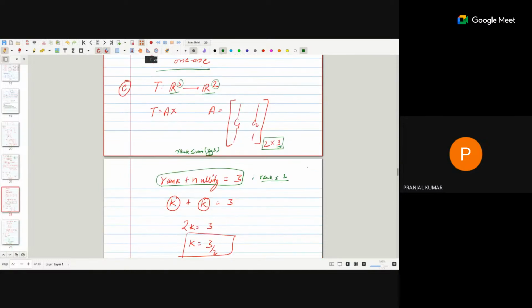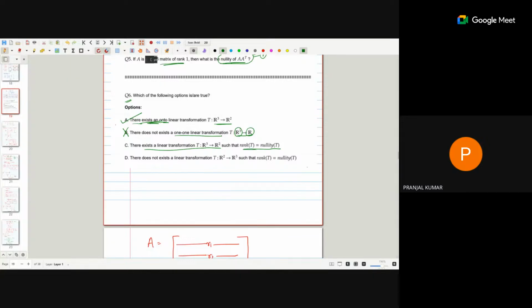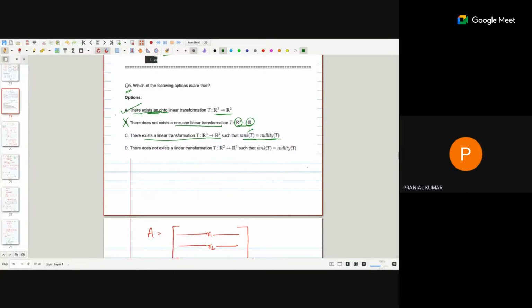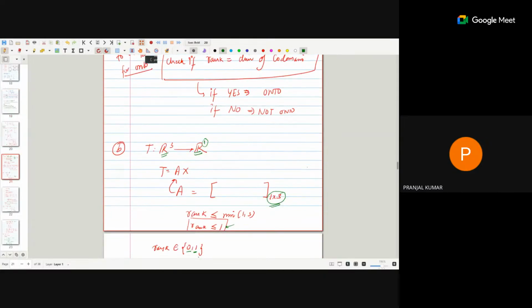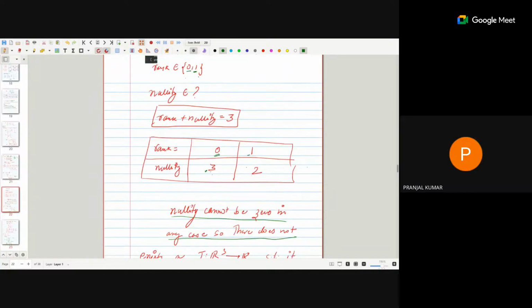Now they are saying that rank is equal to nullity. Does there exist such a matrix? So I took rank as k and nullity as k because they are saying that they are equal. So I substituted k here. So k plus k is equal to 3. Now 2k is equal to 3, k is equal to 3/2. Now tell me, can rank or nullity ever be a fraction? No. So there does not exist such a linear transformation. Is this clear? Yes, sir. Okay, now option D.